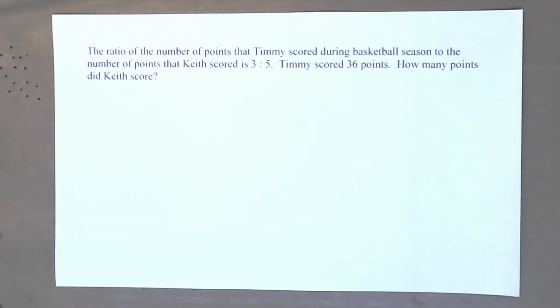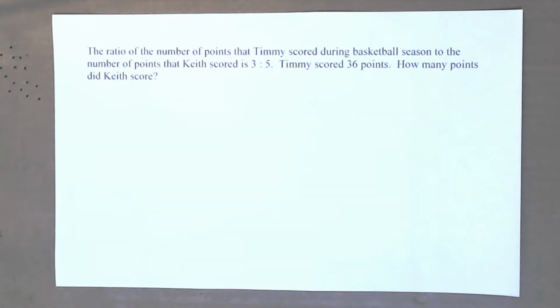This is our first video looking at ratio bar model problems. Here's our first question. The ratio of the number of points that Timmy scored during basketball season to the number of points that Keith scored is 3 to 5. Timmy scored 36 points. How many points did Keith score?